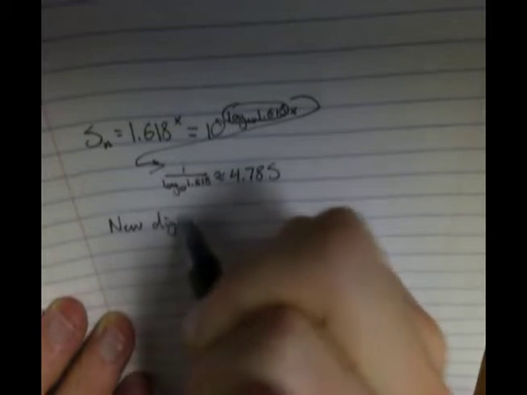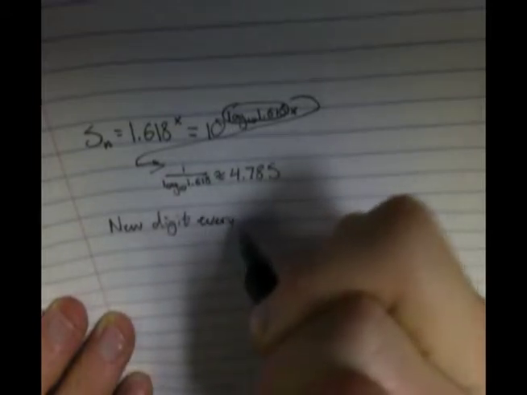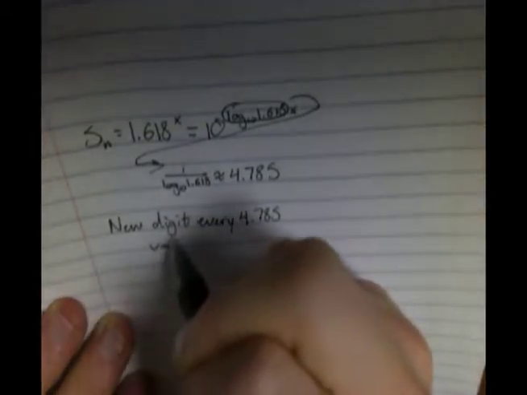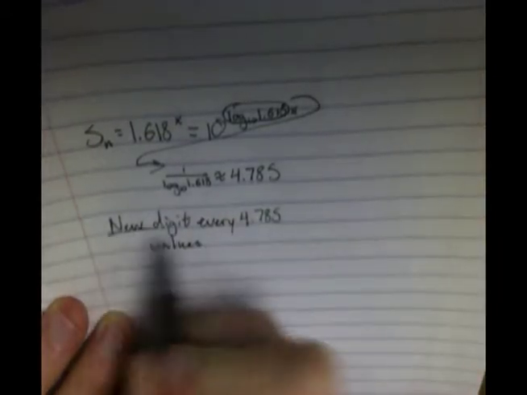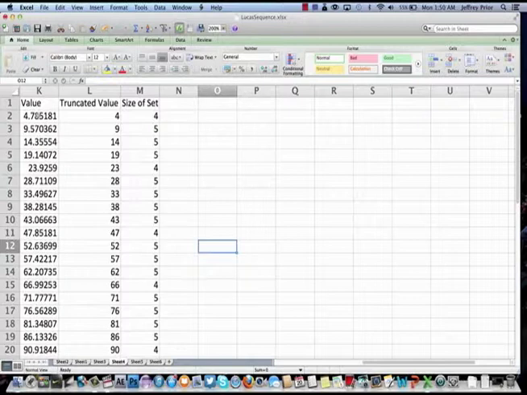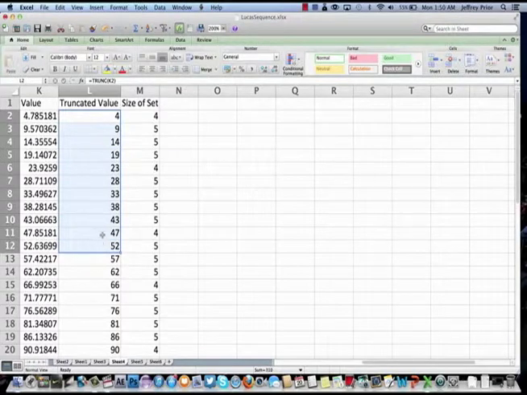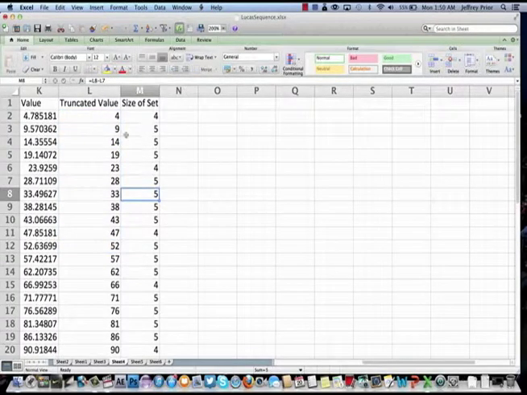Therefore, we knew that multiples of 4.785 would be the number of values required to add a digit to a number in the Lucas numbers and therefore to create a new set. So by multiplying 4.785, we produce the number of values required to move from set to set. Because 4.785 is an approximation in itself, we decided to truncate the values.